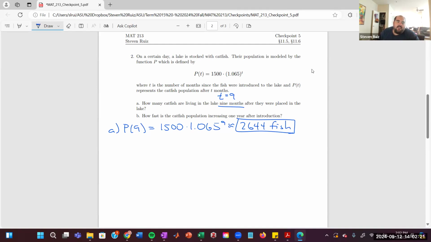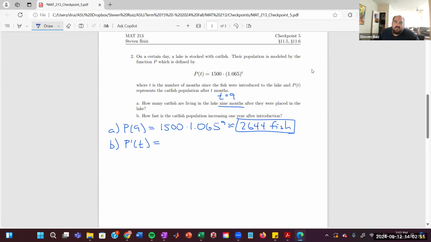So that's part A. Part B, what is that asking us? How fast is the catfish population increasing 1 year after introduction? This is asking about a rate of increase. It's asking about a rate of change. So hopefully that evokes you to think about derivatives. If I'm asking about a rate of change, the thing about a function that gives me the rate of change is its derivative. So the first thing I need to do here is take a derivative.